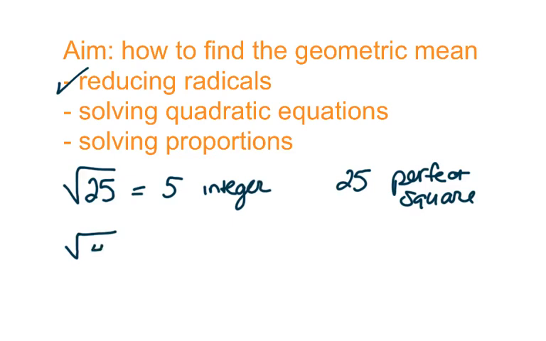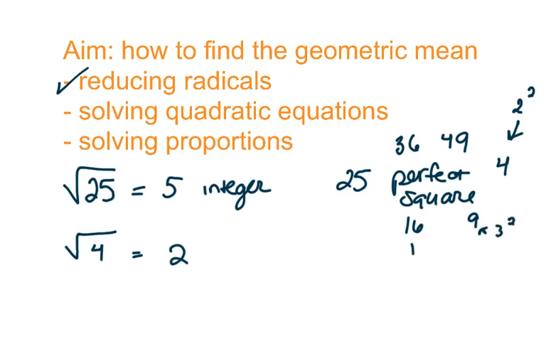We have the square root of 4, which is also an integer. It's 2, so we consider 4 to also be a perfect square. Other perfect squares that you should know: 9, 16, 36, 49. And all I did to find these perfect squares was take an integer and square it. 2 squared is 4, 3 squared is 9, 4 squared is 16, and so on.